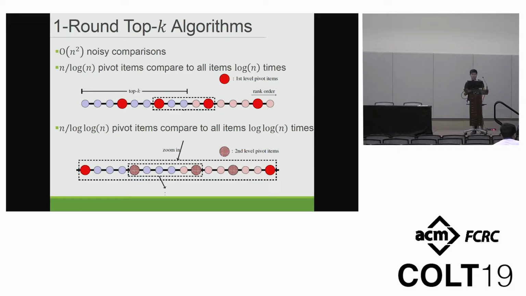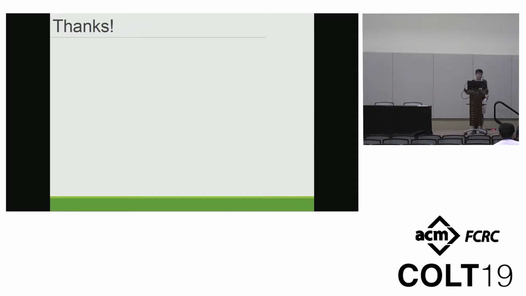The second thing is that although we are analyzing these comparison results sequentially, we can actually make all these comparisons in a single round. So by further extending this idea into multiple levels of pivot items, we can get a one-round top k algorithm with only O of n squared noisy comparisons. All right, that's it. Thank you.